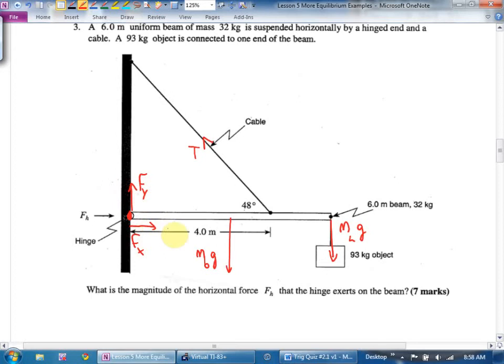I got to do one more thing before I can start. I like this. What am I going to have to do with tension? Components. Perpendicular, and parallel. And this time, tension parallel is going to become important. You know why?